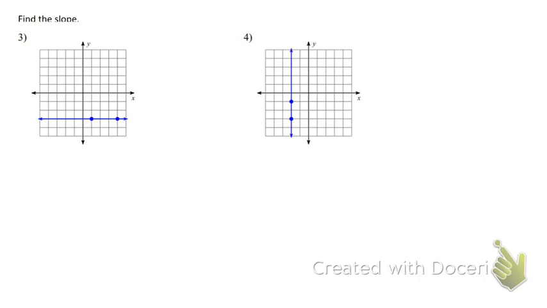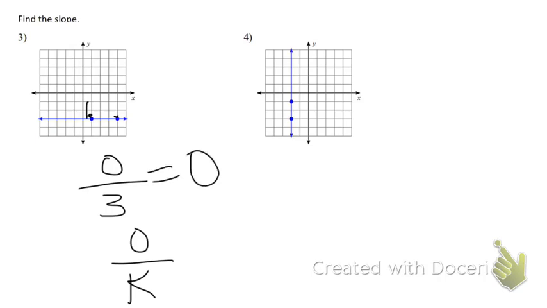Okay, number 3 and 4, horizontal versus vertical. Hopefully you remembered which one's which. But you can still do the same thing. On number 3, if I try to rise and then run to get from this point to this point, I rise nothing and I run 3. Rise nothing, run 3. 0 on top is okay. It equals 0. And you have to state what it equals. You can't leave it 0 over 3.